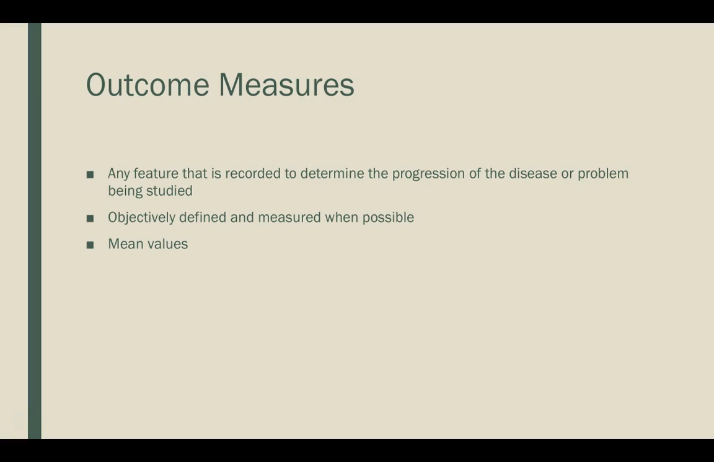You want to also look at the outcome measure that they used. So any feature that is recorded to determine the progression of the disease or the problem being studied. So it should be objectively defined. You should know if it's a valid and reliable tool. They should provide that information in the methods. They should also usually report the outcome in mean values for the whole group.